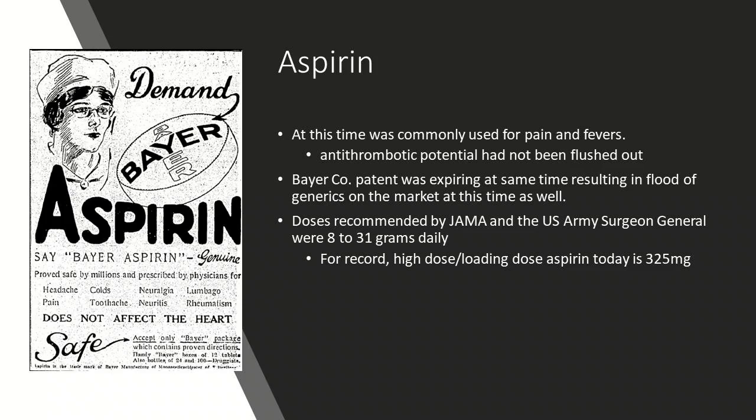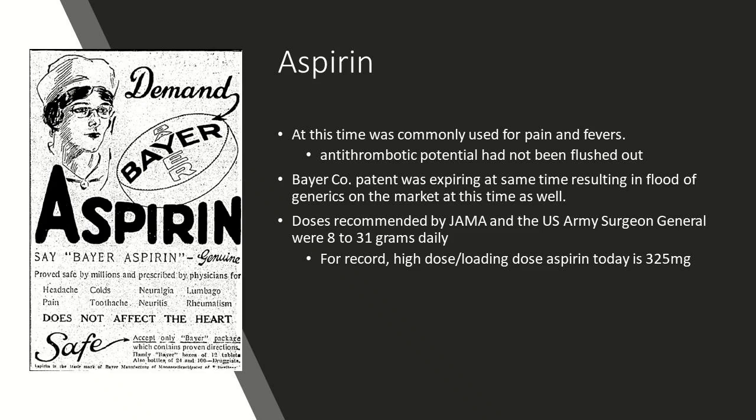The doses recommended anyways by JAMA and the U.S. Army Surgeon General were 8 to 31 grams daily, which is significantly higher than we will allow to be used today in medicine. So today, even loading dose for a heart attack, you typically would give 325 mg of aspirin as your maximum daily dose, which is significantly lower than they were using at the time. So the thought is a lot of these people died of aspirin poisoning, causing hyperventilation, causing bleeds, and some of the symptoms of the flu at the time also discussed coughing up blood and bruises forming, perhaps more from the aspirin than from the actual disease.